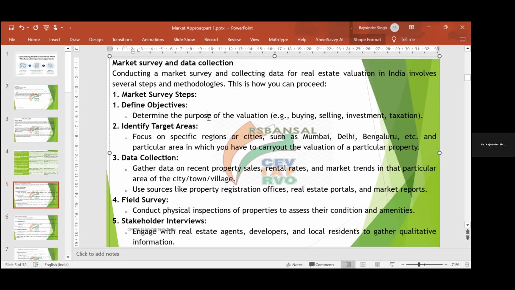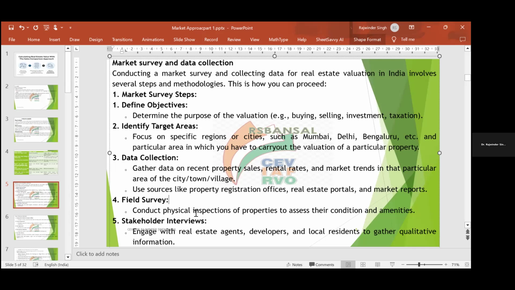Third thing, then you have to do collection of data. Gather data on recent property sales, rental rates and market trends in that particular area of the city, town, or village, whatever it is. Then use sources like property registration offices, real estate portals, and market reports. From there, you can collect this data.